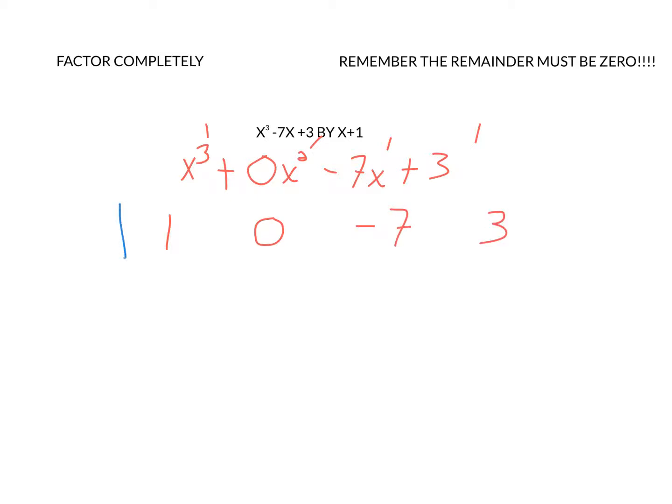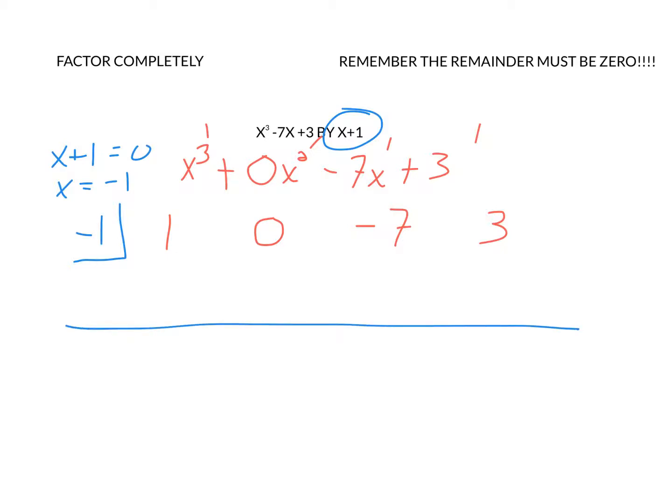Okay, now for our box. Now again, we're dividing by x plus 1. So x plus 1 is equal to 0, so x equals negative 1. So negative 1 goes in the box. There's our dividing line. Okay, so now first thing we're going to do is send the 1 across the line.